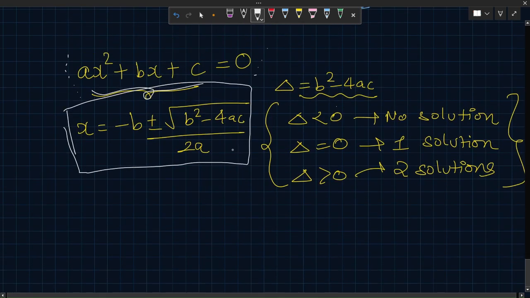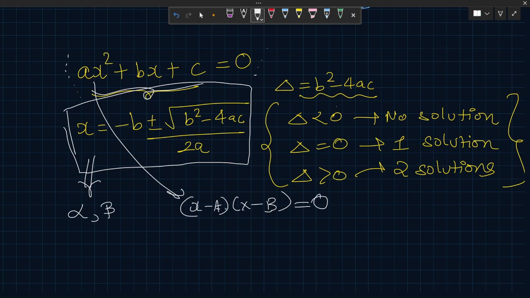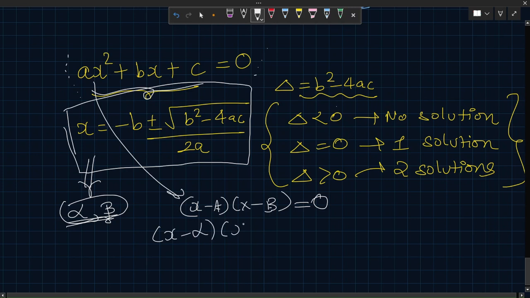Okay. One last part. If I told you that this can have two solutions, and I also told you that solutions of a quadratic equation are known as roots, let's say somebody says alpha and beta are the roots of the quadratic equation. As we have seen, if this can be written in the form x minus some value a into x minus some value b equals 0, then a and b are the roots. So if alpha and beta are the roots of the quadratic equation, then x minus alpha into x minus beta must be 0.